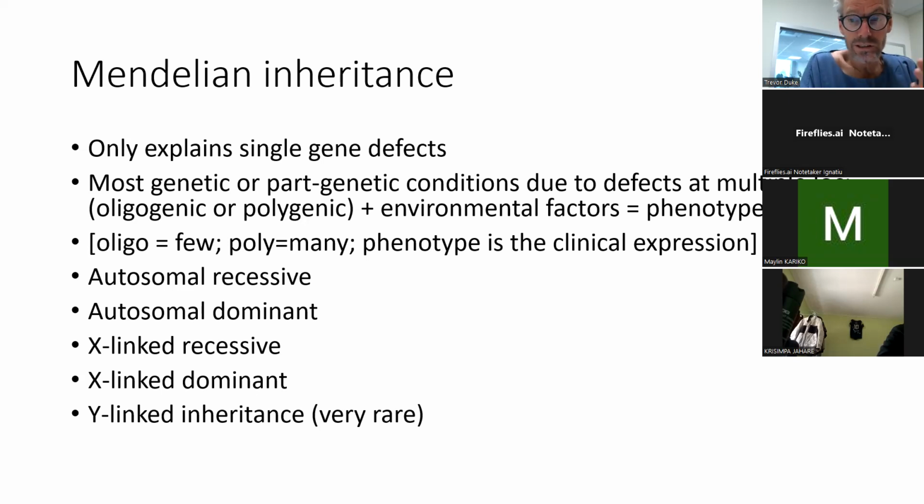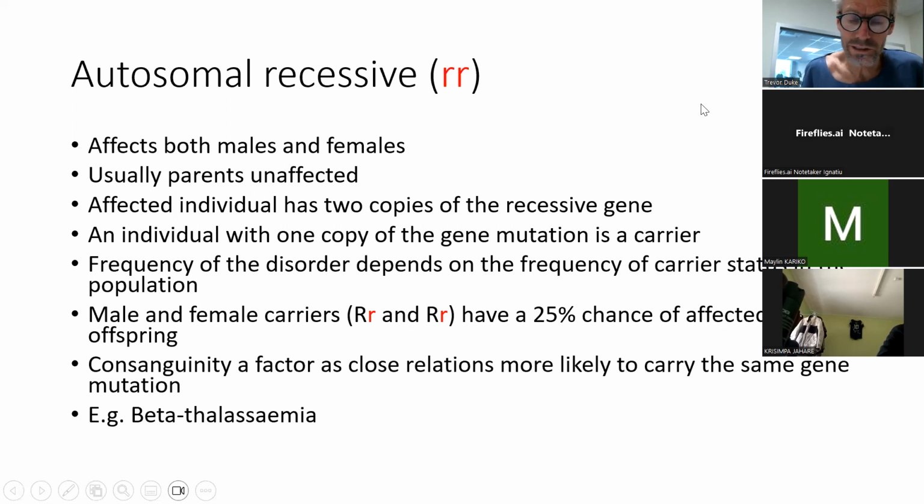Mendelian inheritance explains single gene defects, and actually most conditions are polygenetic, or they're environmental plus polygenetic. Polygenetic meaning that more than one gene is involved. But we're talking now about just single gene defects, and I wanted to cover these types of Mendelian inheritance, which, remember, we said arose from those experiments that Gregor Mendel, the Austrian monk, made in the 1850s.